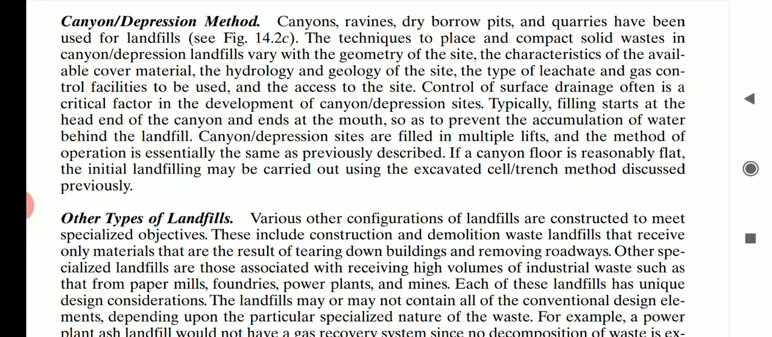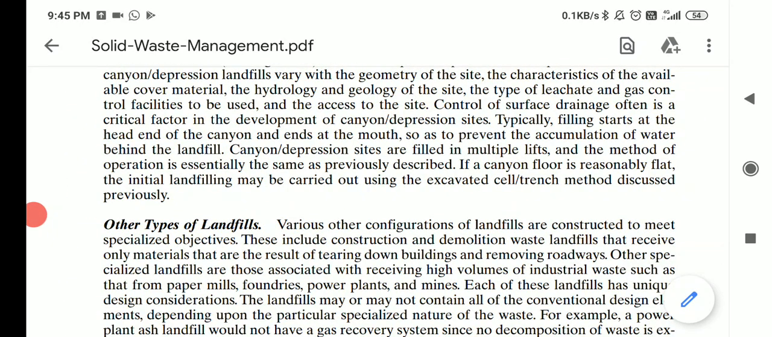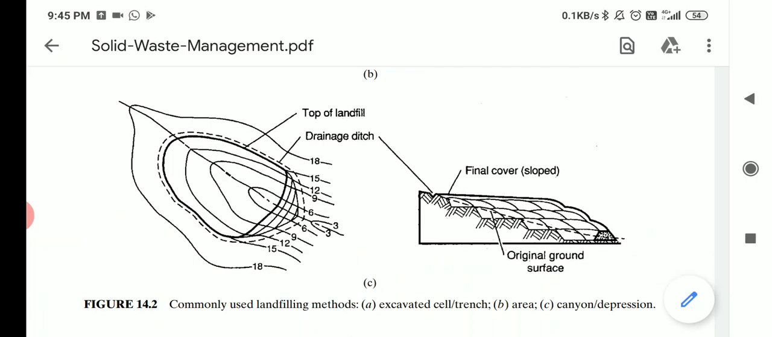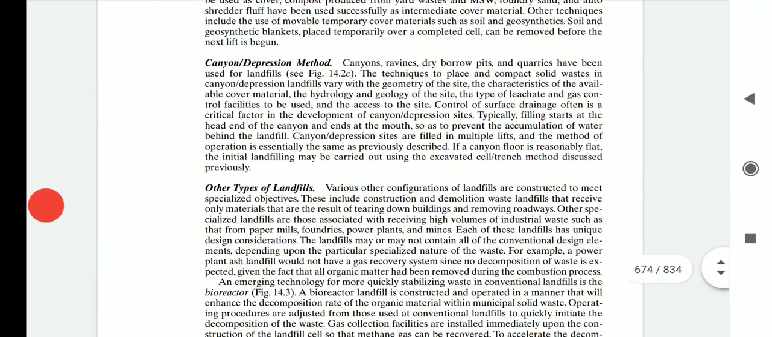Canyon sites are filled in multiple lifts, and the method of operation is essentially the same as previously described. If the canyon floor is reasonably flat, the initial landfilling may be carried out using the excavated trench method discussed previously. Okay, canyon, like some depressions will be made like this. And in this the solid waste is dumped same as in the trench method. Okay, so this is the canyon or depression method.